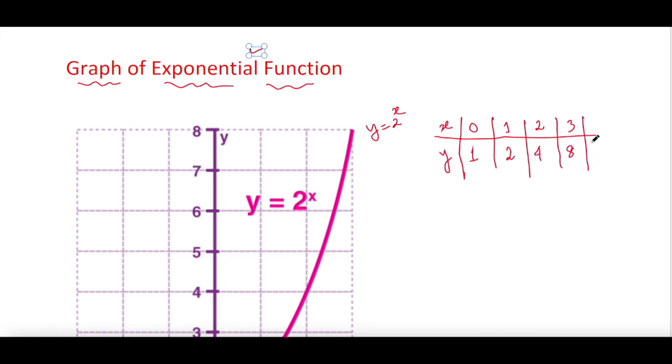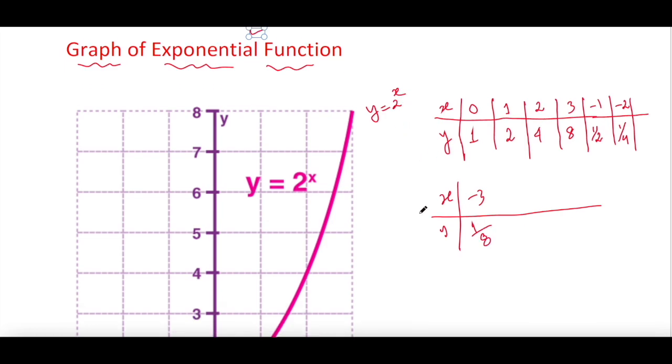And now let us consider the negative x. When x equals negative 1, y will be 2 to the power negative 1, which is 1/2. When x equals negative 2, y will be 2 to the power negative 2, which is 1/4. And when x equals negative 3, y will be 2 to the power negative 3, which is 1/8.